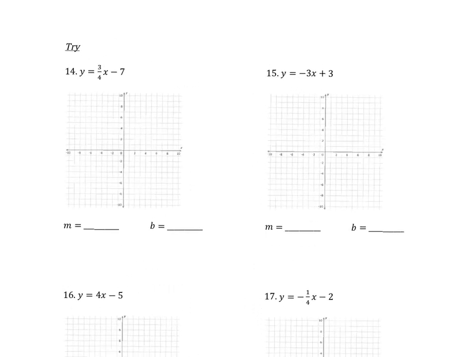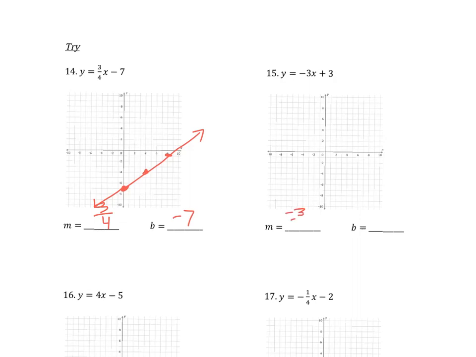Okay, so number 14, my slope is a number next to x, that's 3/4. My number by itself is -7, that's my b. B is where you begin, so -7, you're going to go down on the y-axis to -7. And then 3/4 tells me to go up 1, 2, 3 over 1, 2, 3, 4. There's that one.